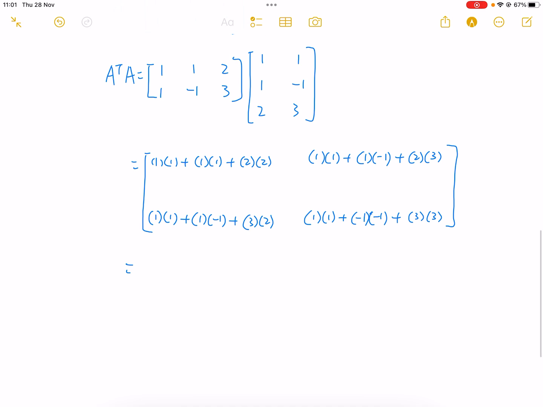What do we have? 1 plus 1 plus 4 equals 6, and 1 plus negative 1 equals 0, plus 6 equals 6, and 1 plus negative 1 plus 6 equals 6, and then 1 plus 1, 2, plus 9 equals 11. Okay, this is the result that we get for A transpose times A.